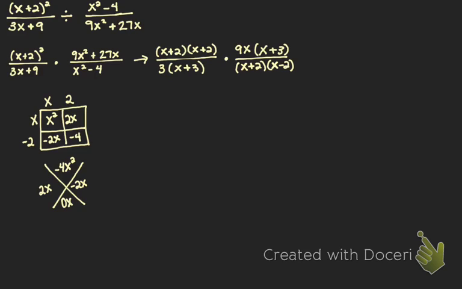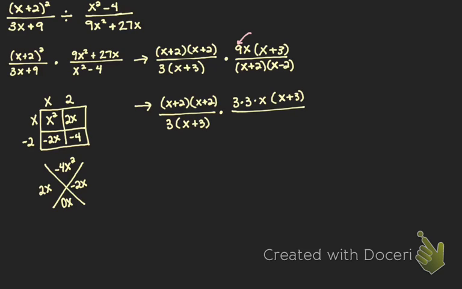When writing this out in factored form, I like to factor everything as much as possible to see everything that can cancel out. So for example, this 9, I can rewrite that as 3 times 3. So when doing that, I then end up with the quantity x plus 2 times the quantity x plus 2 over 3 times the quantity x plus 3. And I'm multiplying by 3 times 3 times x times the quantity x plus 3 over the quantity x plus 2 times the quantity x minus 2.